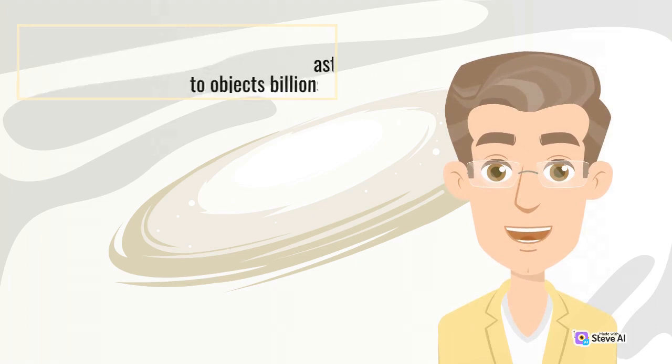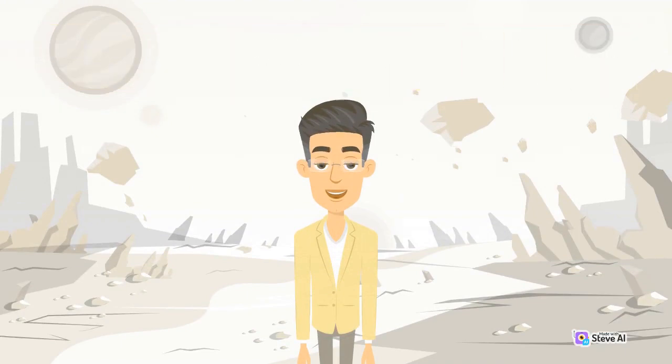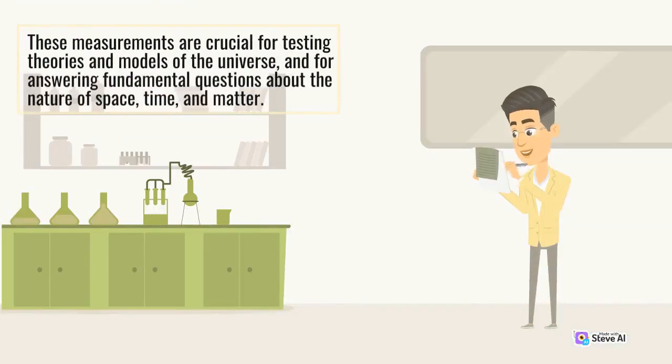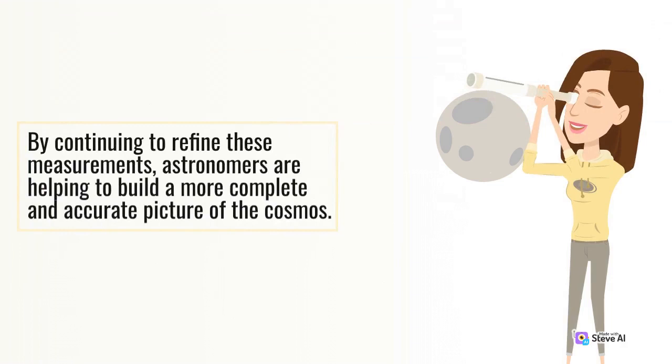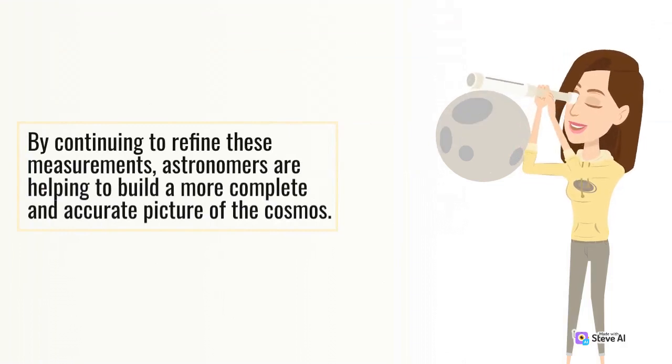Finally, it's worth noting that measuring distances and velocities in astronomy is not just a technical exercise. These measurements are crucial for testing theories and models of the universe, and for answering fundamental questions about the nature of space, time, and matter. By continuing to refine these measurements, astronomers are helping to build a more complete and accurate picture of the cosmos.